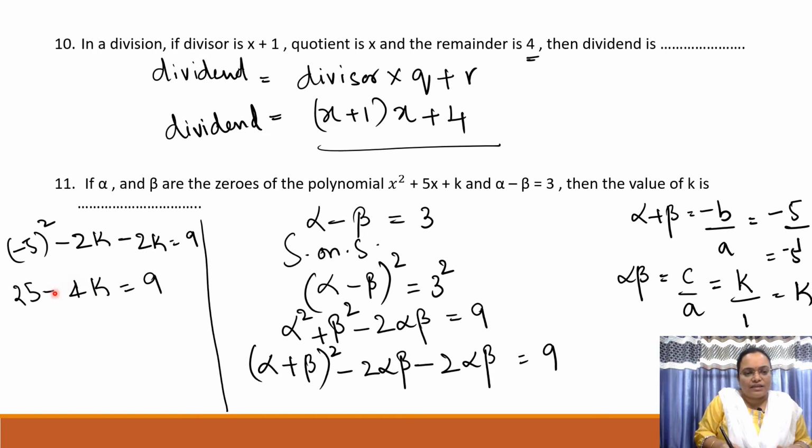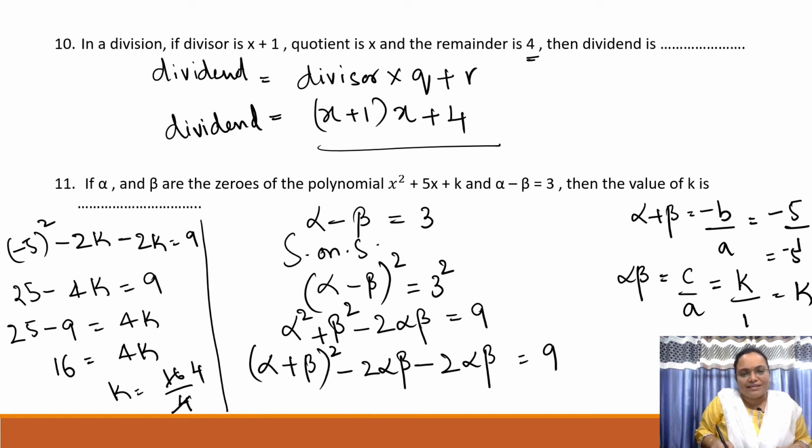If we send minus 4k to RHS, that will be plus 4k, and if we get 9 to LHS, that will be minus 9. 25 minus 9 is equals to 4k. So 25 minus 9 is 16. 16 is equals to 4k. K is equals to 16 divided by 4, which is 4. So the value of k is 4.